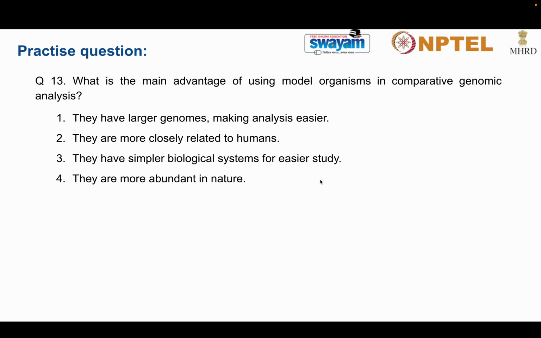Now let's move to the next question, which says, what is the main advantage of using the model organisms in comparative genomic analysis? So why do we use the model organisms? Option 1 was saying they have larger genomes, making analysis easier. Option 2 is they are more closely related to humans. Option 3 is they have simpler biological systems for easier study. And option 4 was they are more abundant in nature. So, what do you think? Why do we use model organisms? Why do we not go for the analysis on the complete individual? Why do we go for the model organisms?